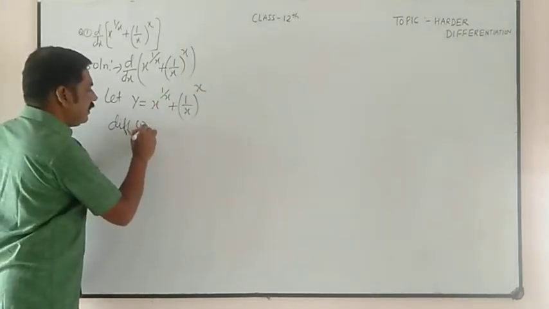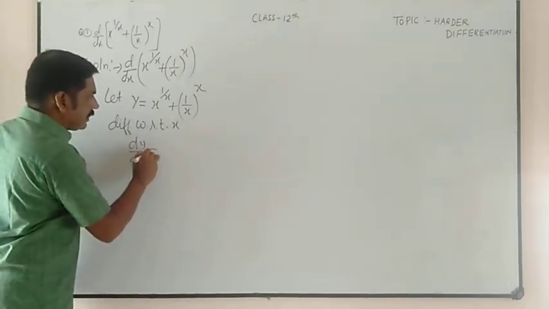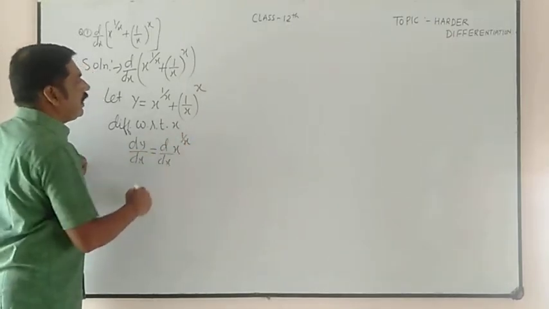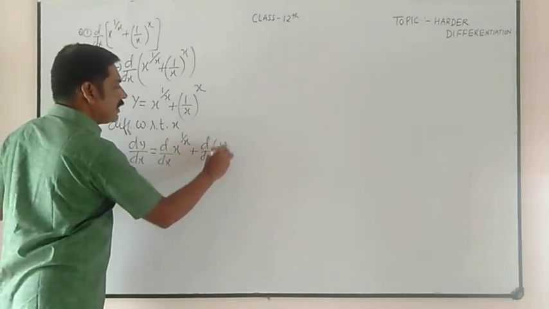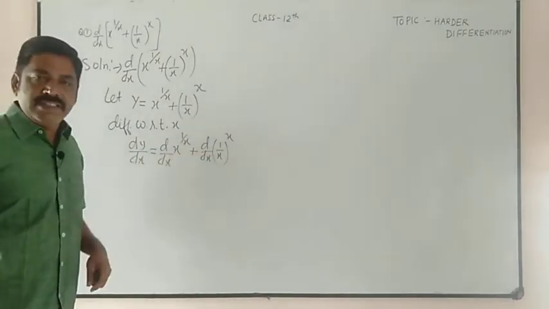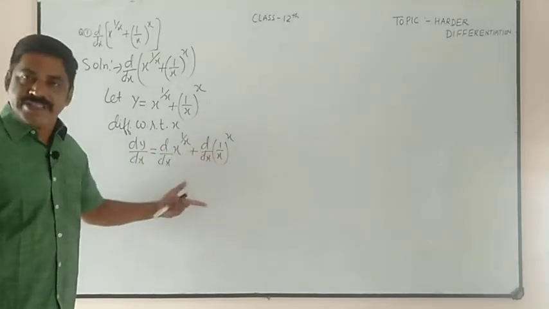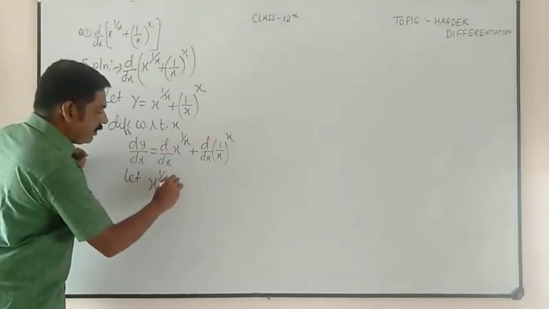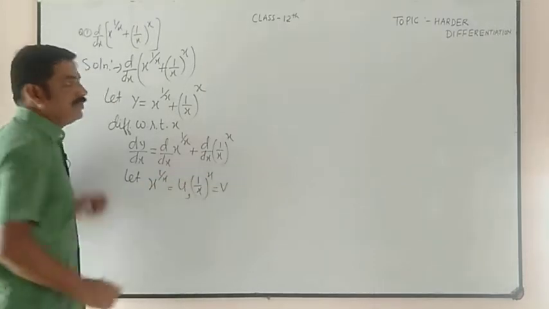So differentiation with respect to x. So dy by dx is equal to d upon dx of x raised to 1 upon x plus d upon dx of 1 upon x raised to x. Clear? Now we can't differentiate these two terms together, so we have to take one term as u and the second term as v. Okay, so let x raised to 1 upon x is equal to u, and 1 upon x raised to x is equal to v. Clear?